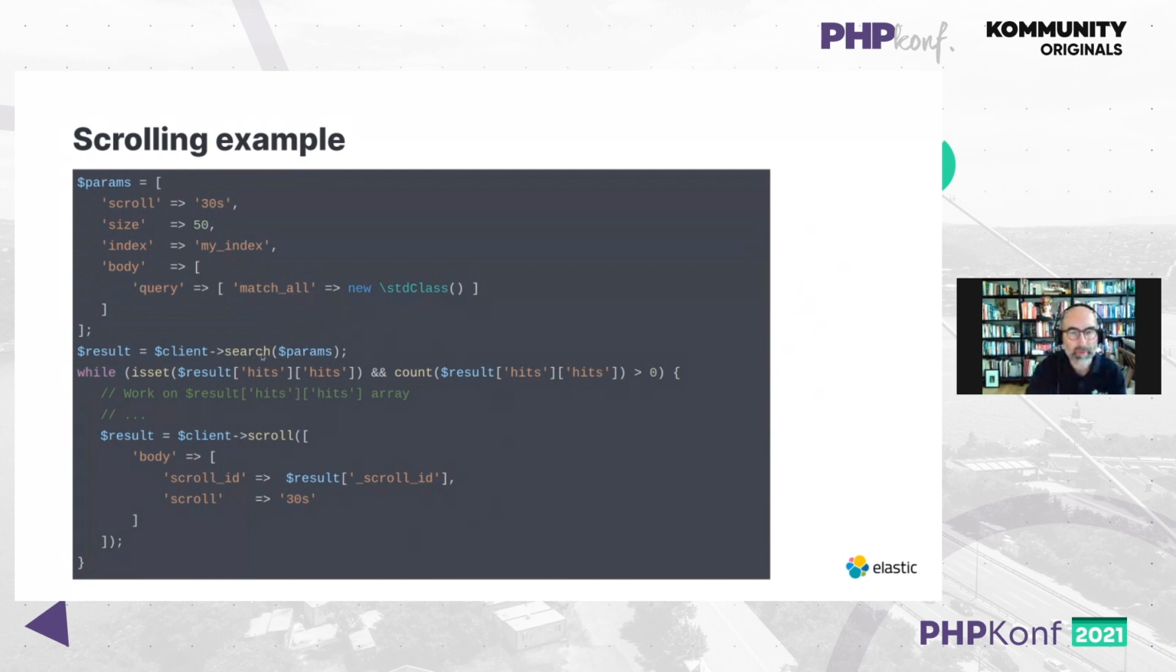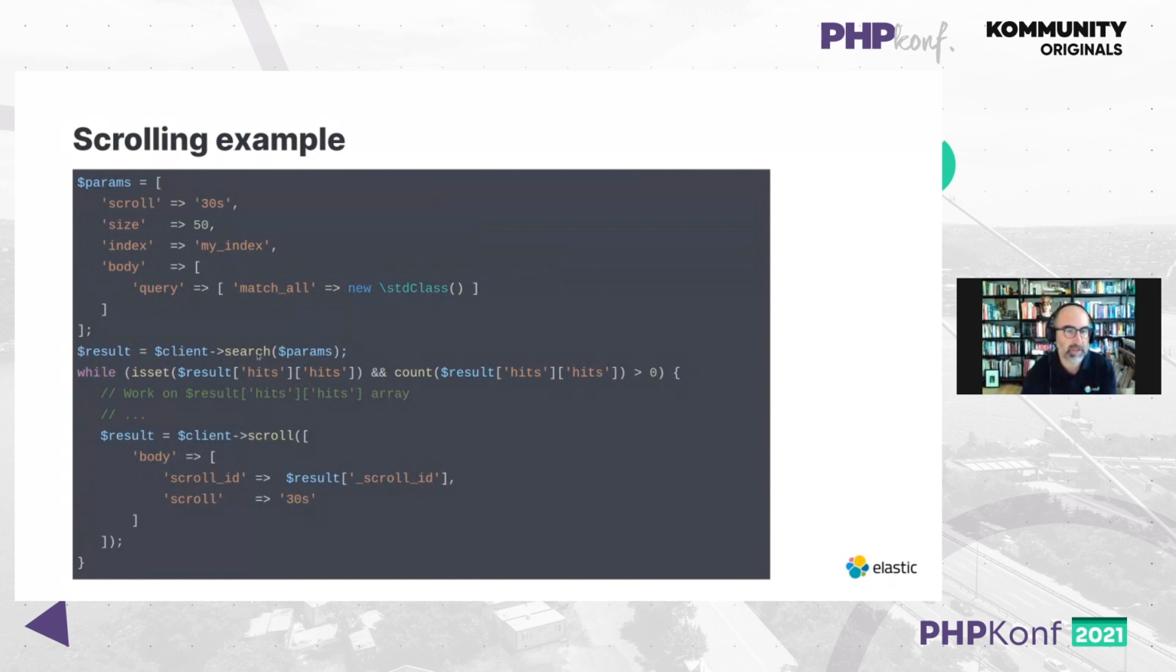So when we perform a search, we can basically do a loop, in this case using a while, where we are saying, okay, look, if there is some information in results, so if hits is set, it means that there are some results, and this count, so this array, is greater than 0. While this is true, we can scroll on the pagination.